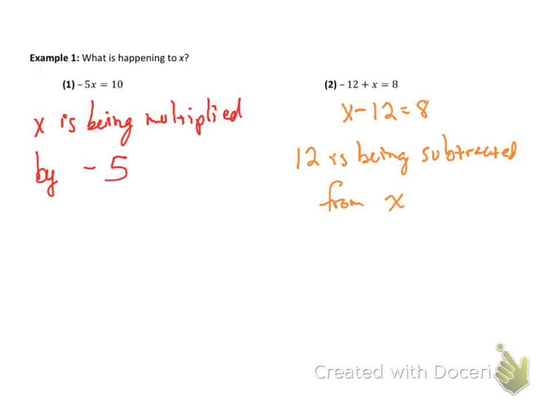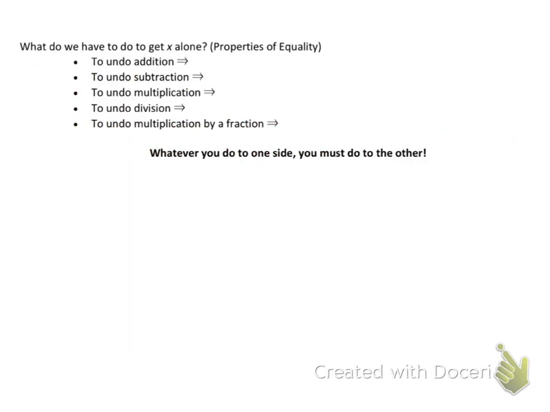And after you answer that question, what's happening to my variable, you can ask yourself, what do I have to do to get that x alone? How do I undo what's going on? In order to undo addition, I need to subtract. In order to undo subtraction, I need to add. In order to undo multiplication, I need to divide. To undo division, I multiply. I think you guys all know that already. And I added this last one to help some of us out.